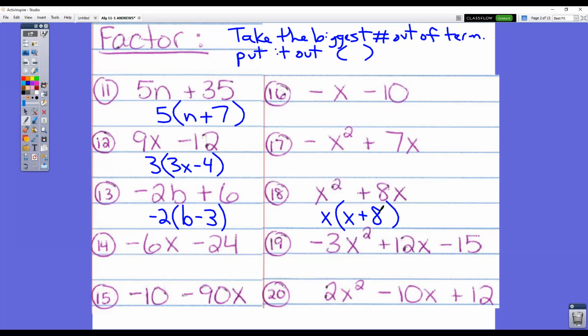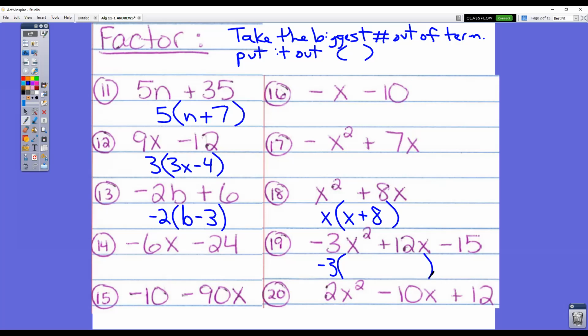Sometimes you might have, like in a question like 19, 3 numbers. The number that you factor out has to be in common with all 3 of them. Well, if I have a negative letter there, which I do, -3x squared, I would personally factor out a -3 from here.